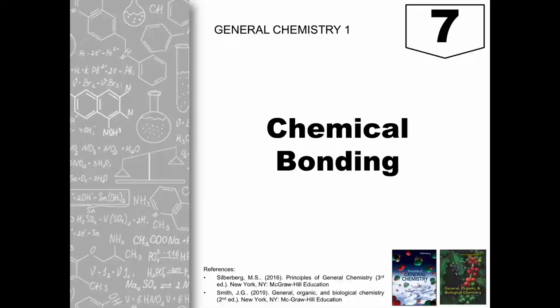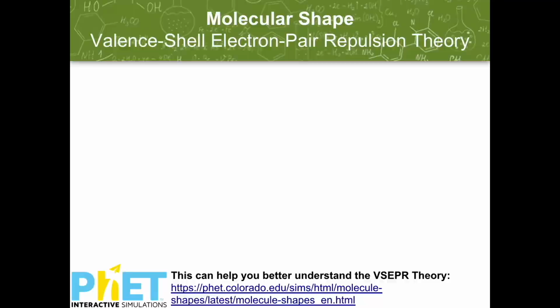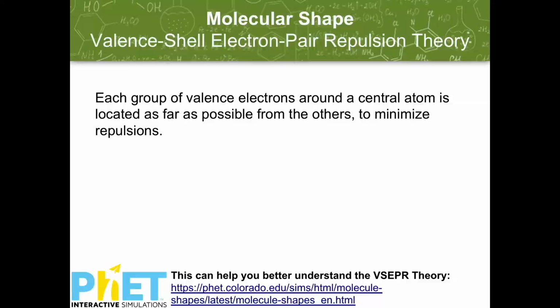So to determine the molecular shape, we use the Lewis structures and then apply the following theory to convert the two-dimensional structure into a three-dimensional shape. And that theory is what we call the valence shell electron pair repulsion theory. According to this theory, to minimize repulsions, each group of valence electrons around a central atom is located as far as possible from the others.